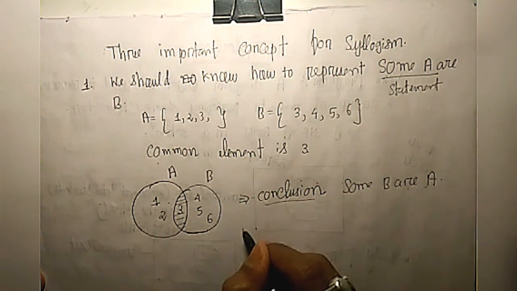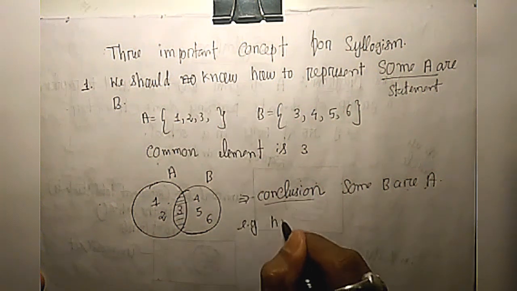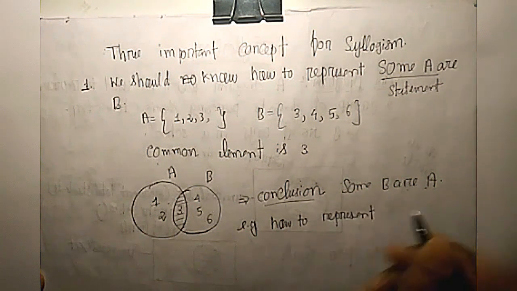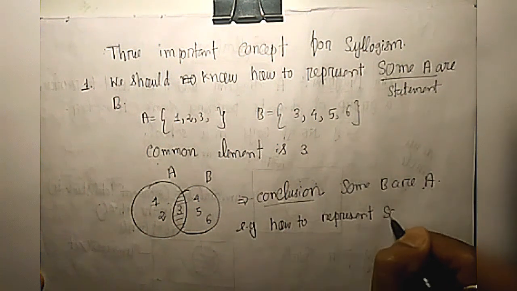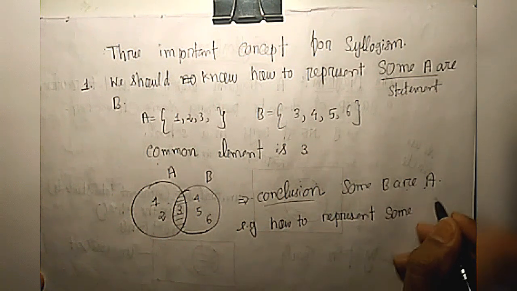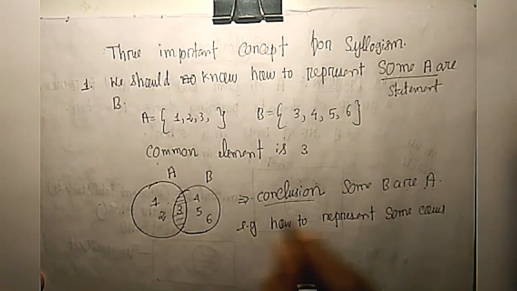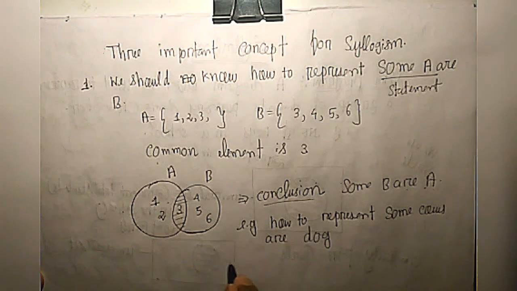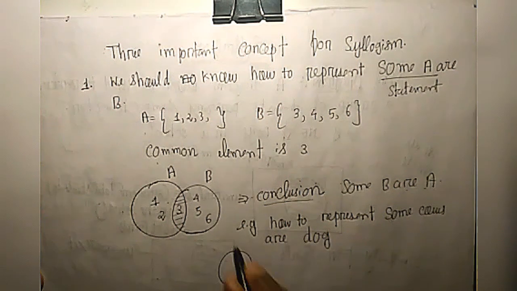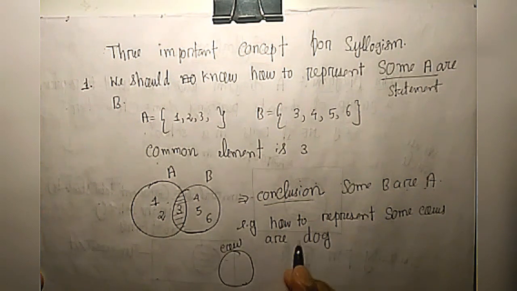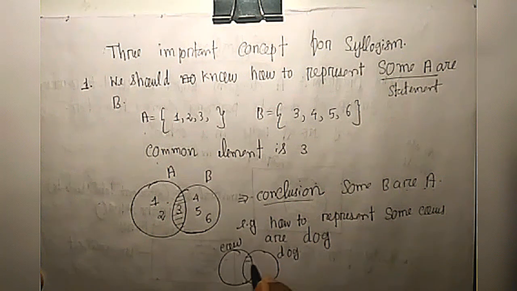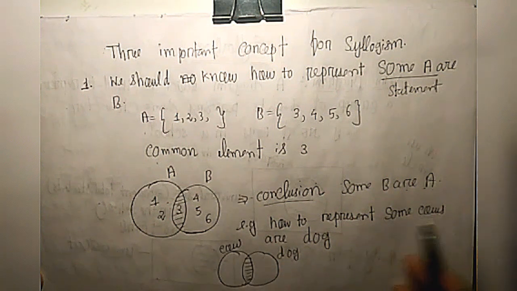So "some" is represented by the common part of both the circles. For example, suppose we are taking one example, how to represent "some cows are dog." In this case we should draw two circles. Suppose this is circle 1, it represents cows, and "some cows are dog" means we should draw one more circle for dog, and there should be one common part in both the circles.